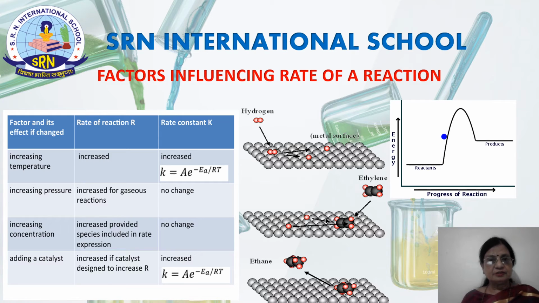So here on the metal surface, that is the platinum, hydrogen gas and ethene gas form a bond. And then they collide with each other and convert into the product, ethane. And then it detaches or gets away from the metal surface. So this is how a catalyst increases the rate of a reaction.